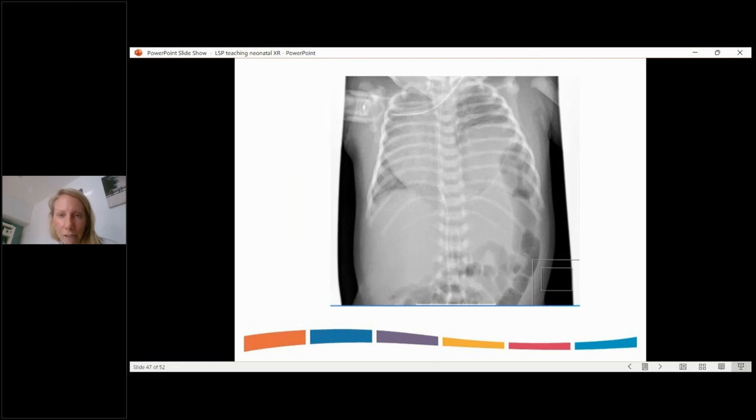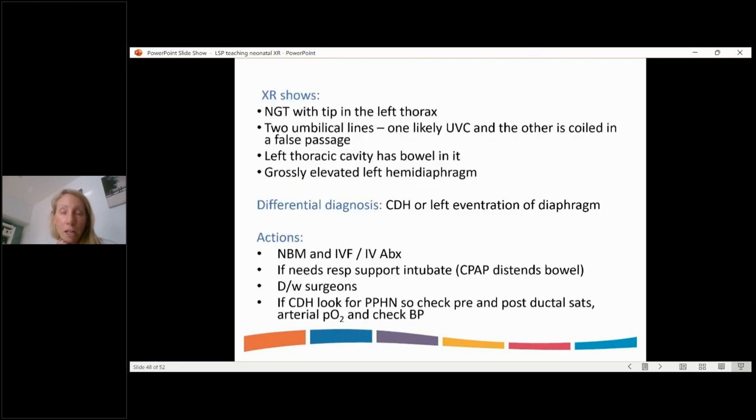But the caveat to that is babies who have undiagnosed diaphragmatic hernias tend to present later because they haven't been picked up on the antenatal scans. And therefore, there's been less time with the bowel in the thorax and less time for it to have an impact on both the ipsilateral and contralateral lung. So they may well be presenting not as sick as you would expect. But either way, you do nil by mouth, IV fluids and IV antibiotics.